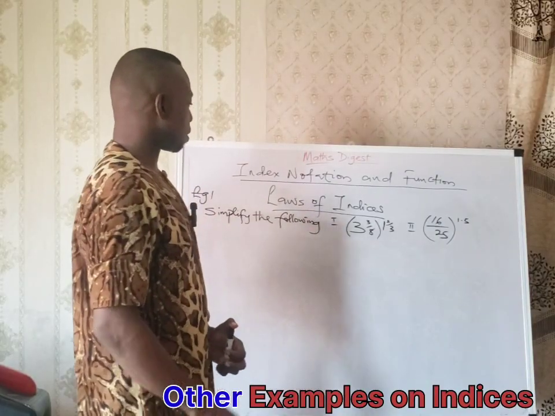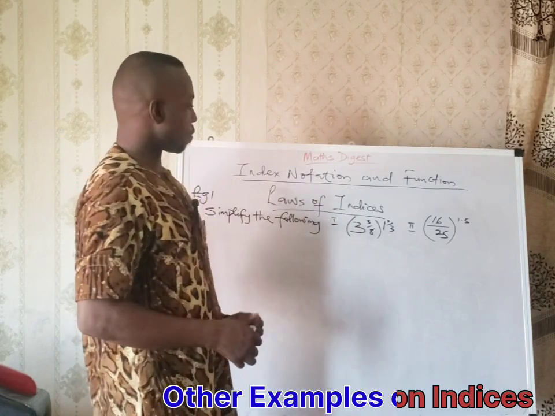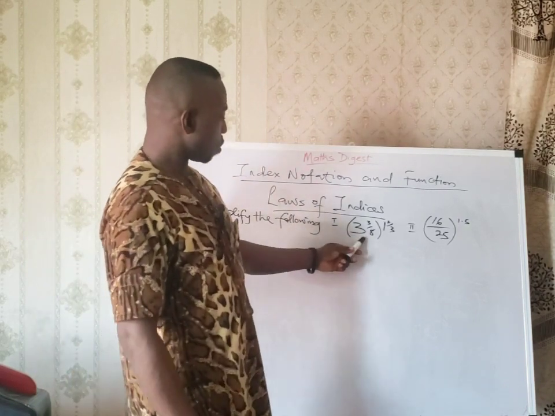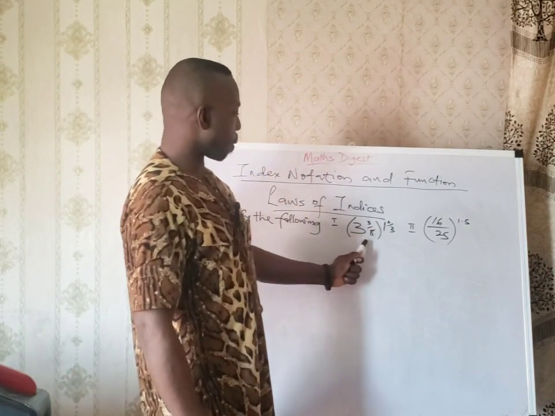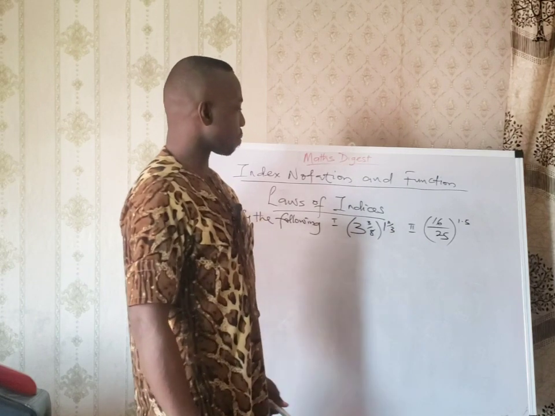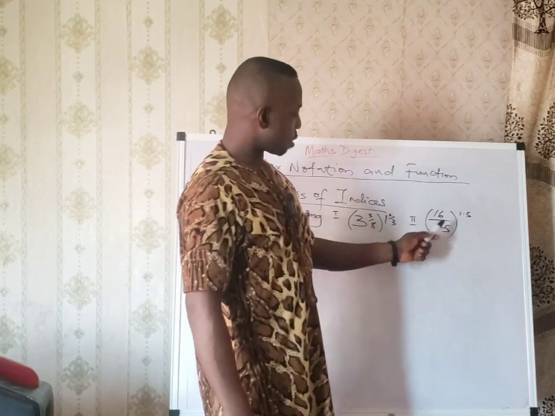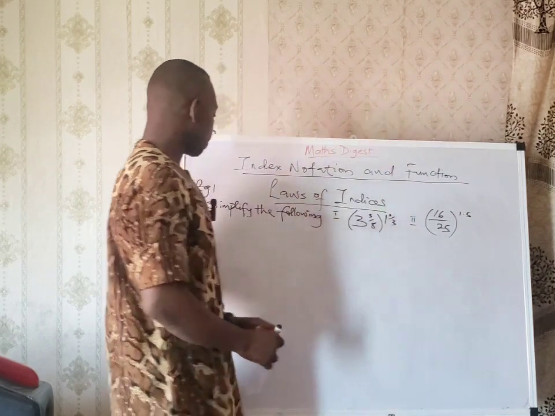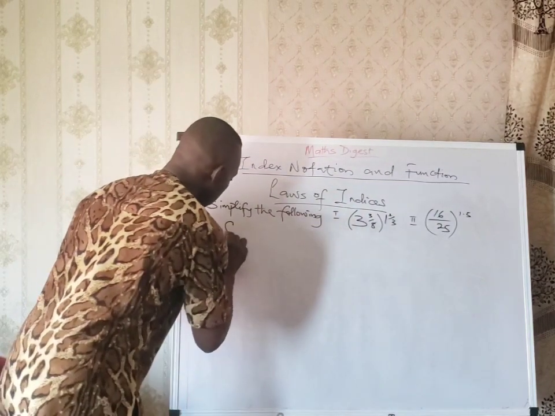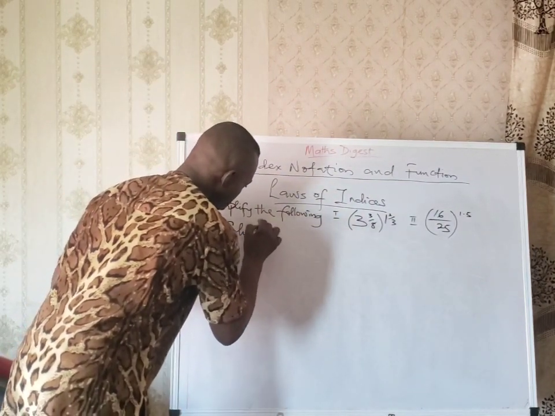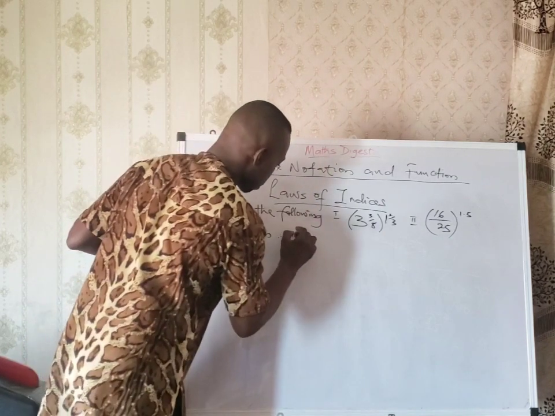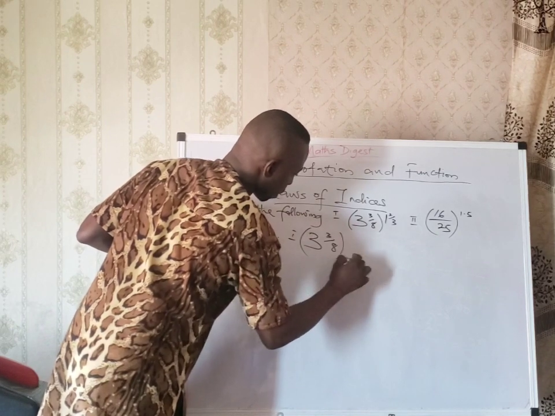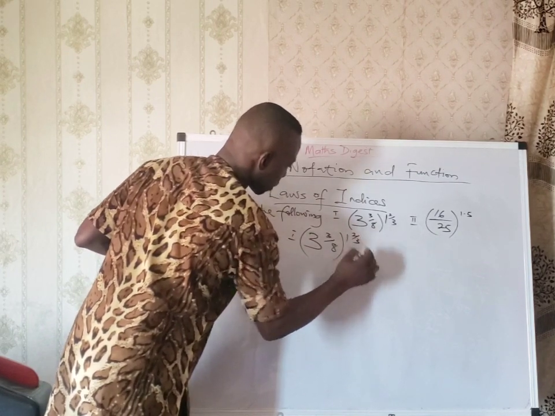All right, so still on laws of indices. We have example 1. Simplify the following. Number 1, 3 whole number 3 over 8, all raised to power 1 whole number 2 over 3. And the second one says 16 over 25, all raised to power 1.5. Now, solution. The first one says 3 whole number 3 over 8, all raised to power 1 whole number 2 over 3.